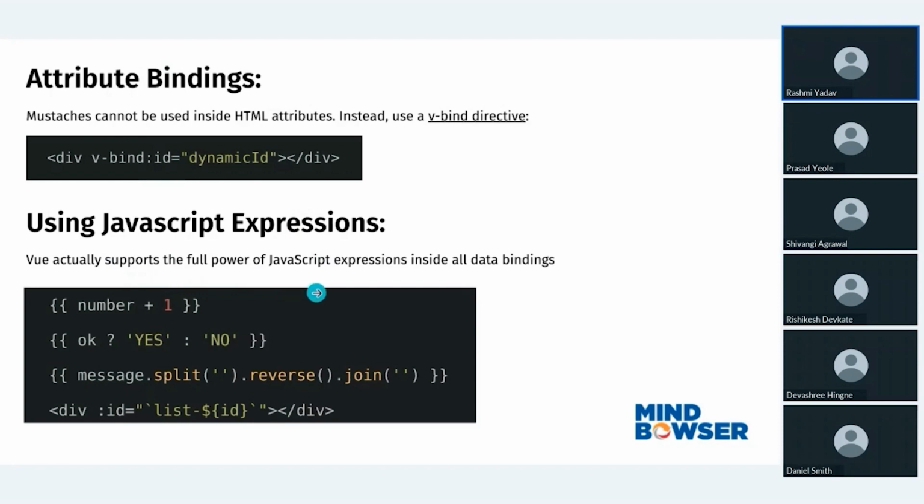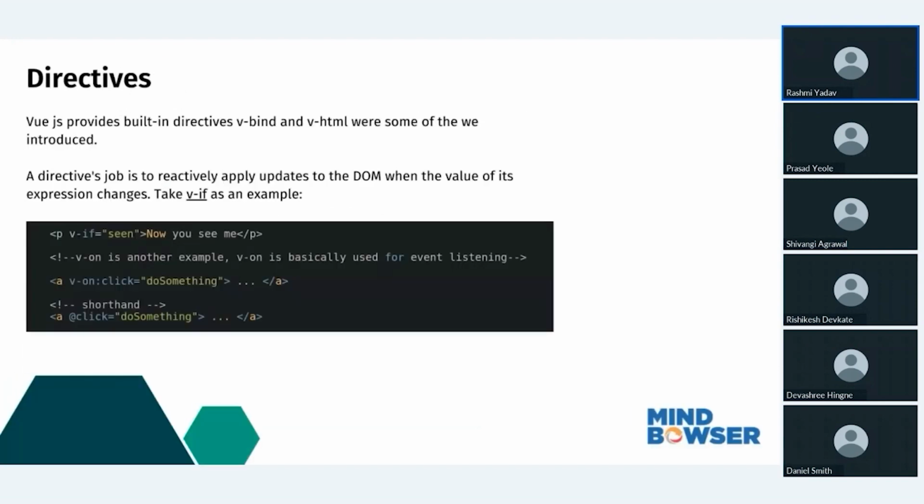So basically, we can write JavaScript expressions in our template, like number plus one. We are using conditionals, like if okay, then yes, else no. And we are using split, reverse, and join. These are core JavaScript methods, so we can use them inside our template. Moving on to the next.